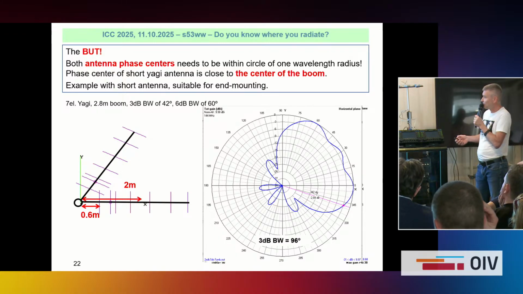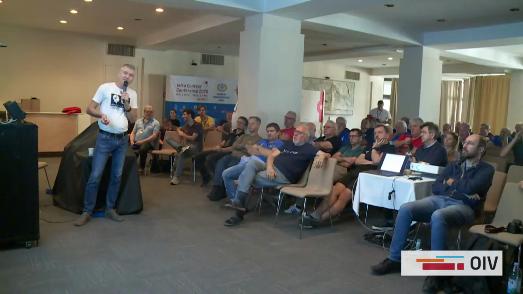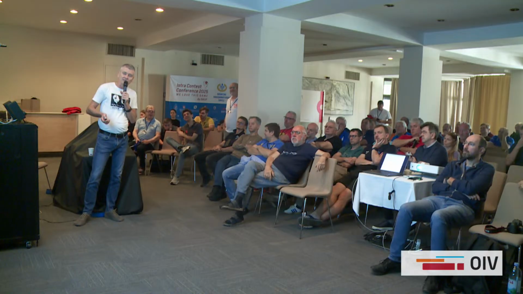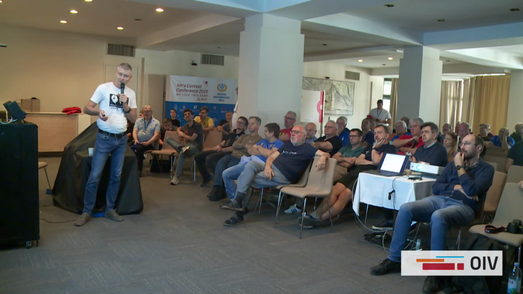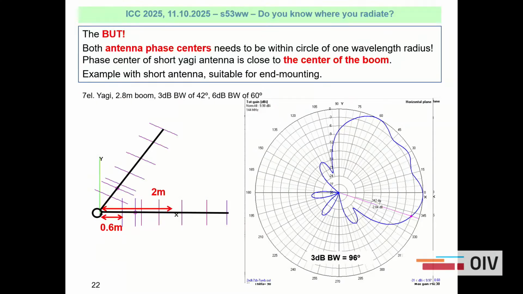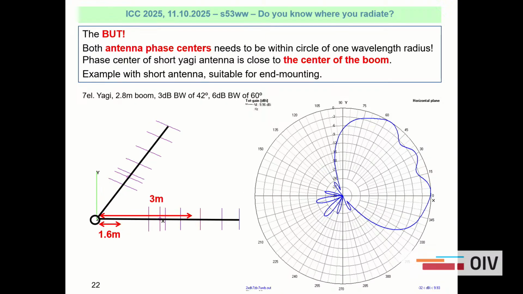yeah, it's only 3 dB. Now here you are 2 meter away from the phase center, one wavelength away, and you get 3 dB distortion. If you go more out, like 3 meters, the radiation pattern becomes worse, right? You don't have this 3 dB beam width anymore. These nulls get deeper and so on.